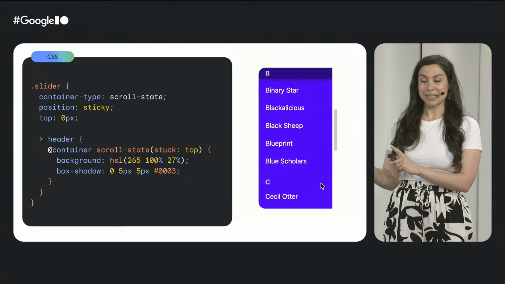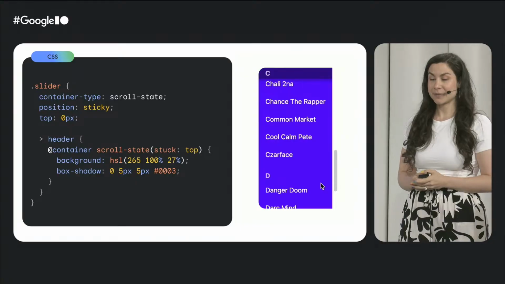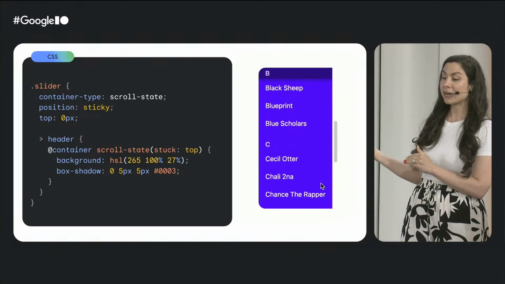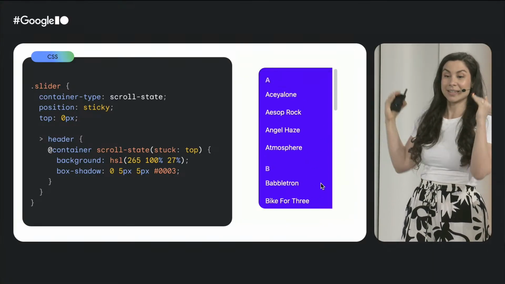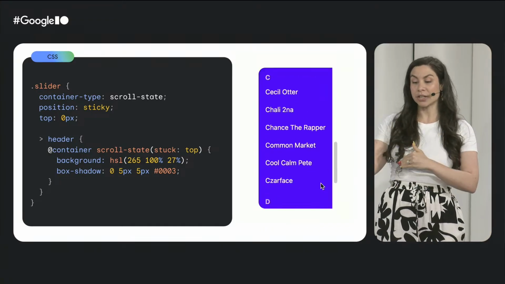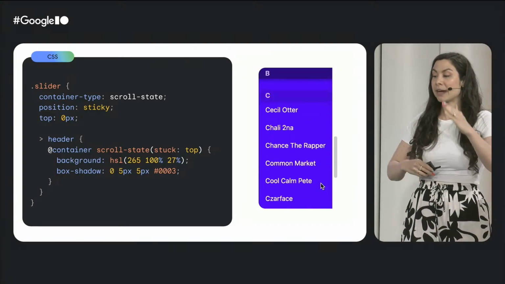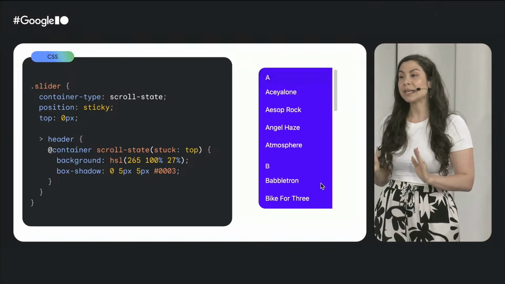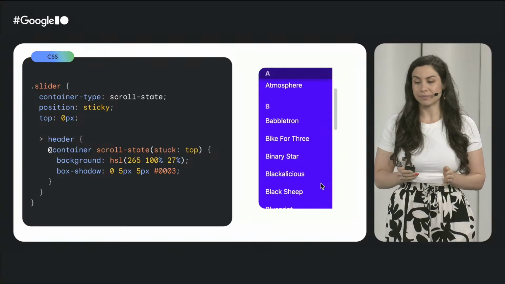The first is the stuck state, used for sticky positioned elements. You can now style an element when its parent is indeed stuck in the stuck position. In this example, the header for each section gets darker and gets a box shadow when its parent section becomes sticky. So this is a really nice UI affordance for your users.